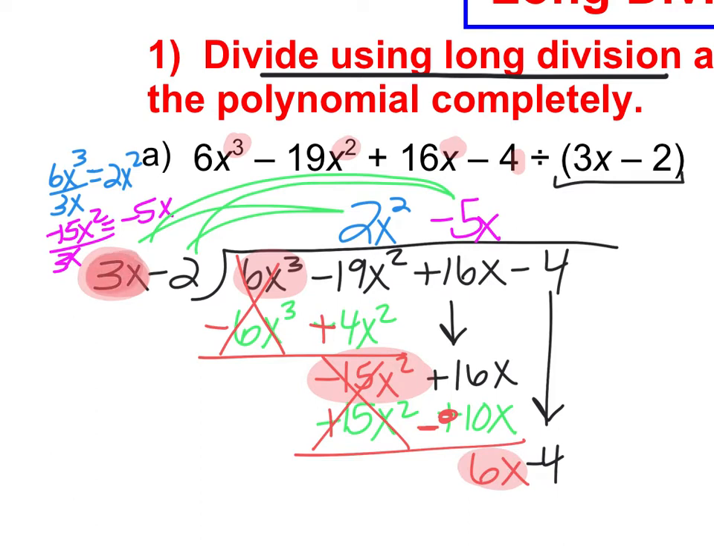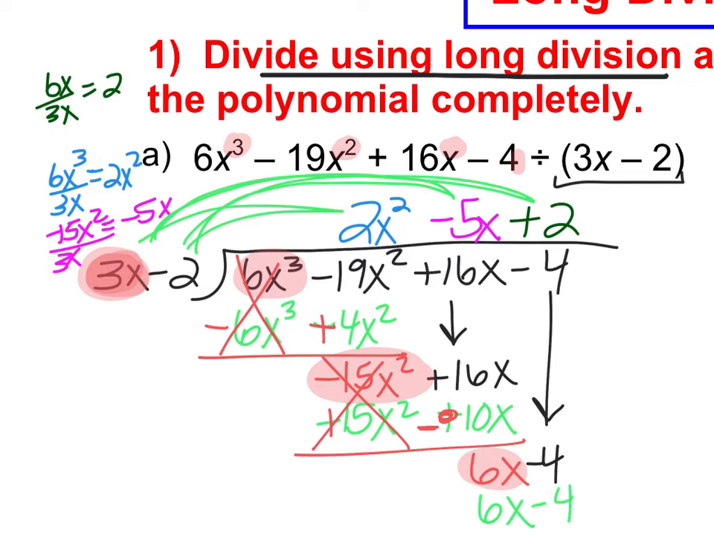Here, we get, let's write it up top here, 6x divided by 3x is just a positive 2. So we'd have a positive 2 at the last part of our answer. Multiply that back, right? So positive 2 times 3x is 6x. Positive 2 times negative 2 is a negative 4.